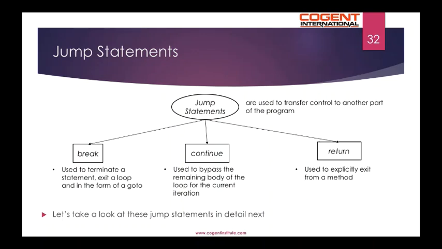Break is used to terminate a statement, exit from a loop, and in the form of a goto. Continue is used to bypass the remaining body of the loop from the current iteration. A return is used to explicitly exit from a method. Let's take a look at these jump statements in detail next.